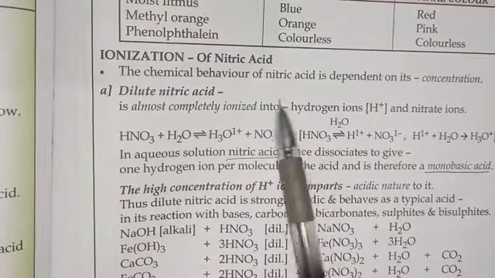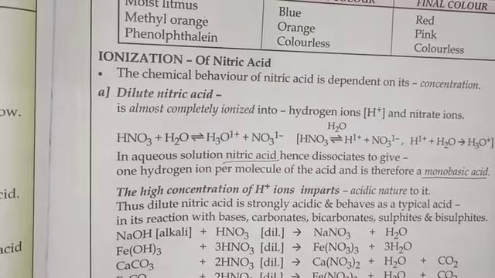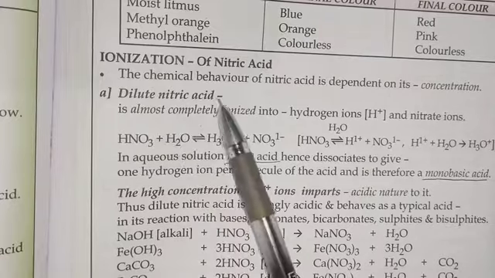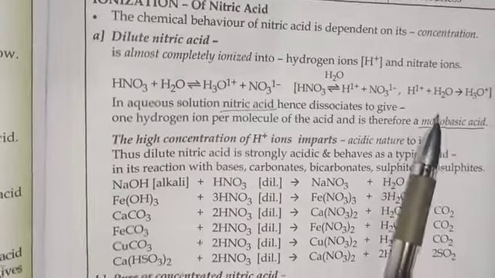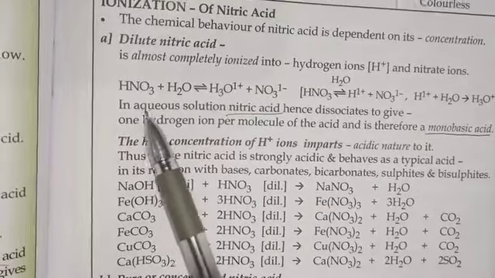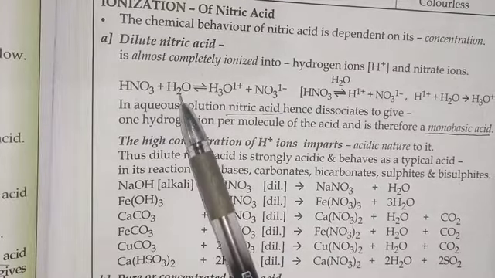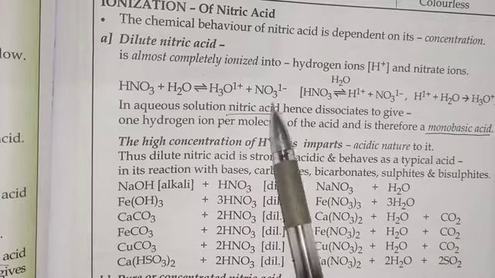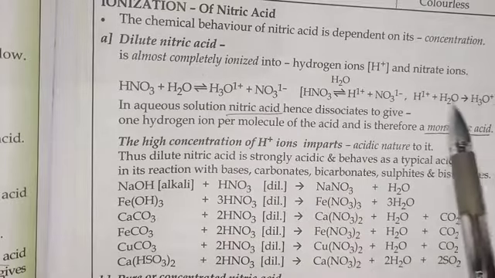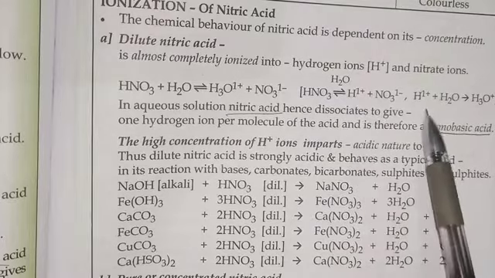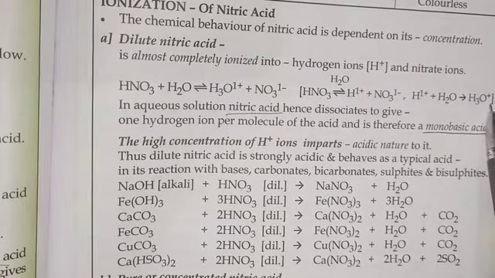The chemical behavior of nitric acid depends on its concentration. The reactions of dilute nitric acid are given here. Dilute nitric acid, when in aqueous form with H2O, gives hydronium ion and nitrate ion. You can see the reaction here. HNO3 gives H plus ion, and that H plus ion combines with H2O, giving the hydronium ion.